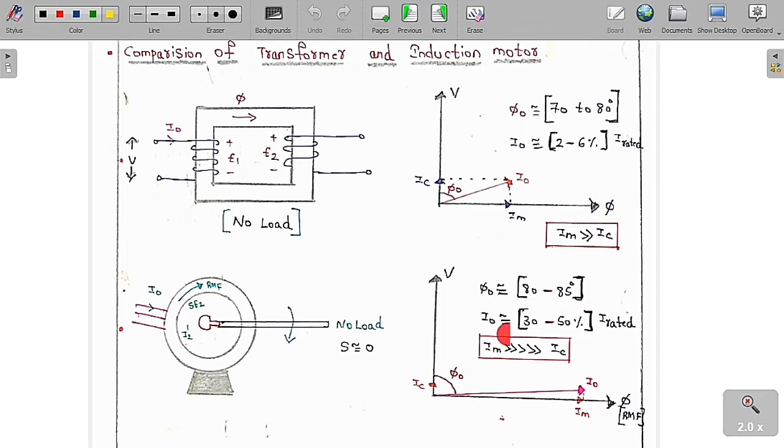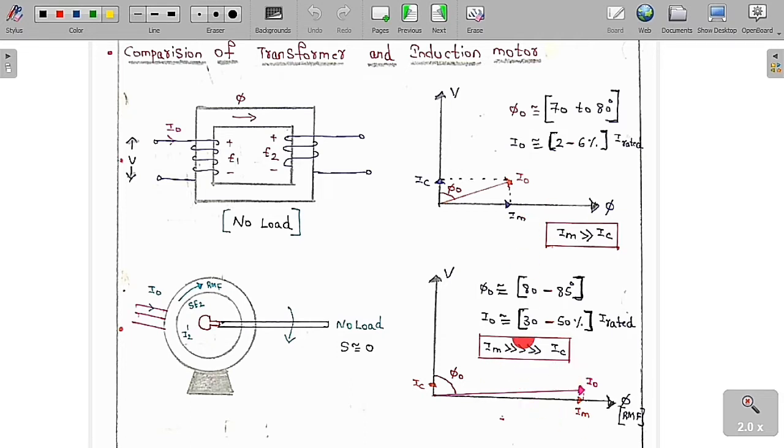So we can say the no load current is also very huge, which is 30 to 50% of the rated current. So we can say the power factor angle is very high, and I0 is also very high, which is 30 to 50% of the rated current, because the air gap is present. The air gap has more reluctance, so we need a larger current to produce the constant flux. So Im is always greater than Ic.